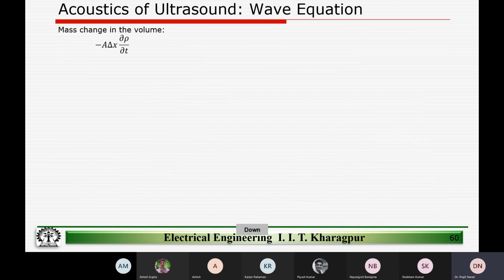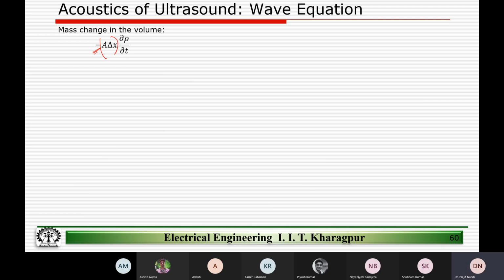What is the mass change in volume? So A is the area of the piece that we have assumed, and delta x. So this is the volume, right? And what is the mass flowing out of that volume? It is the volume multiplied by the change in the density, del rho del t. Is that clear? And why is this minus sign there?